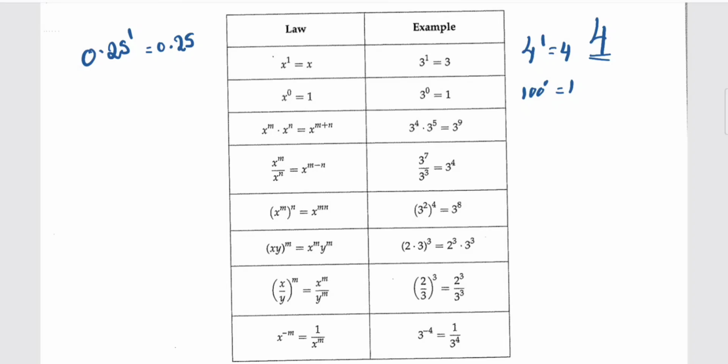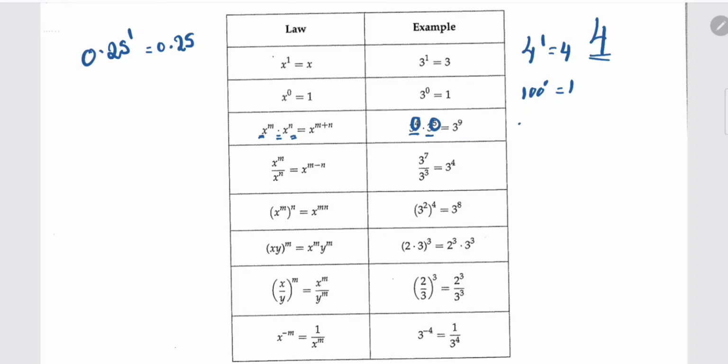Okay, another rule, and it's a very important rule. x to the power m multiplied by x to the power n. If it's the same base, and the focus is that it must be the same base. So here it's x and also here it's x. It's the same base, so keep the base and add the powers. Let's take an example: 3 to the power 4 multiplied by 3 to the power 5. Keep 3, don't change it. Keep the base, so the base is 3. And add the powers: 4 plus 5 equals 9.